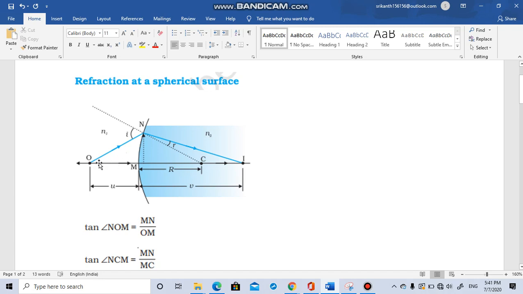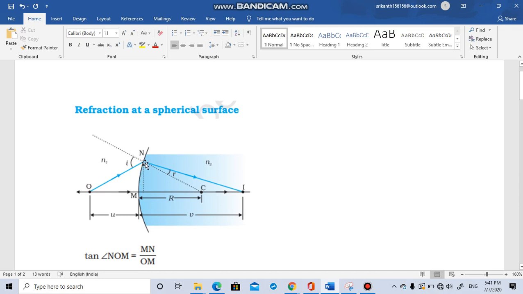Now here you see that O is an object, and this O is creating an image at a point I. See, the center of curvature is on the right side. Let us say the radius is R. OM and this point M, and let us say you draw a perpendicular from N, this M dash. They are almost very close. That means the aperture is very small. So the small curved portion and this straight portion, you can consider it as almost the same.